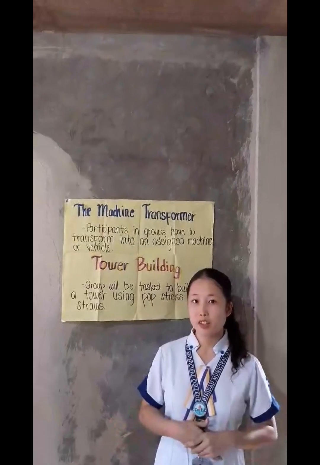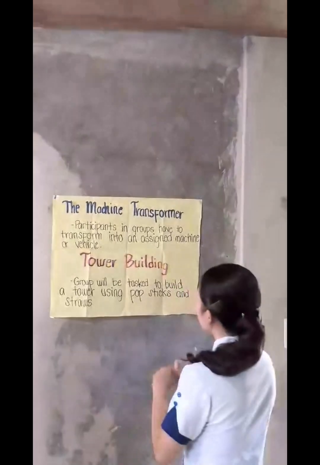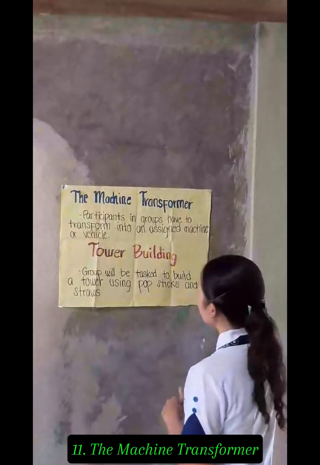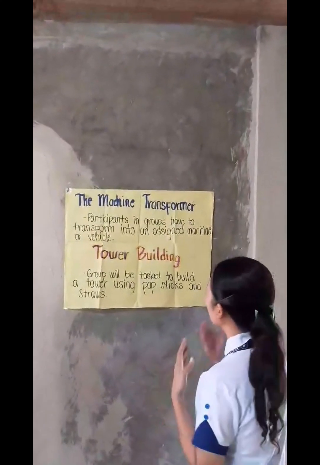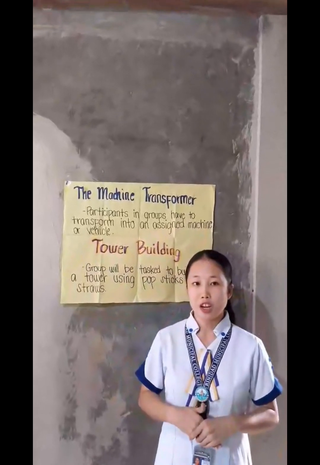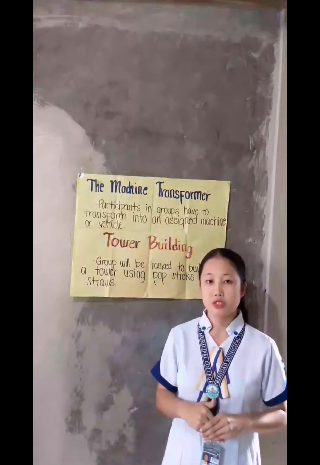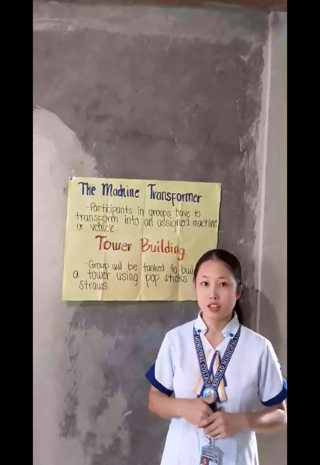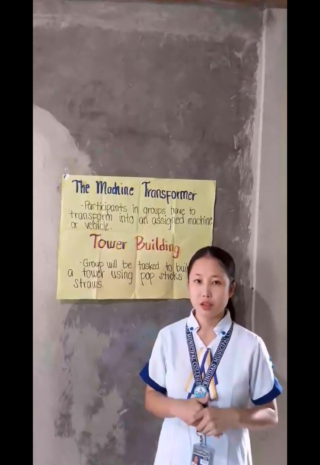Everyone, I will be the one to continue our topic, and my topic is all about the machine transformer. In the machine transformer, participants in groups have to transform into an assigned machine or vehicle. This activity emphasizes collaboration and problem solving, in which the groups transform into a machine or vehicle, with each member representing a different part of a machine.